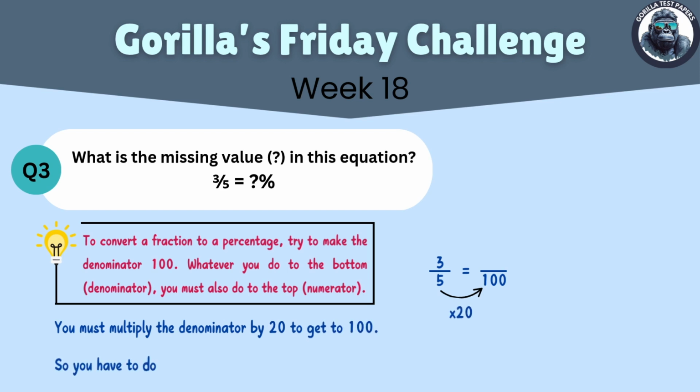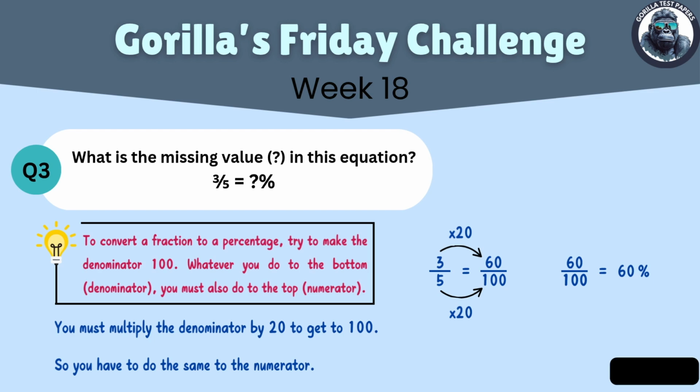Now we have to do the same to the top. So we do 3 multiplied by 20, which gives us 60. So therefore 3 over 5 is the same as 60 over 100. This means that this equals 60%. So therefore the missing value in the equation is 60. That's the final answer for this question.